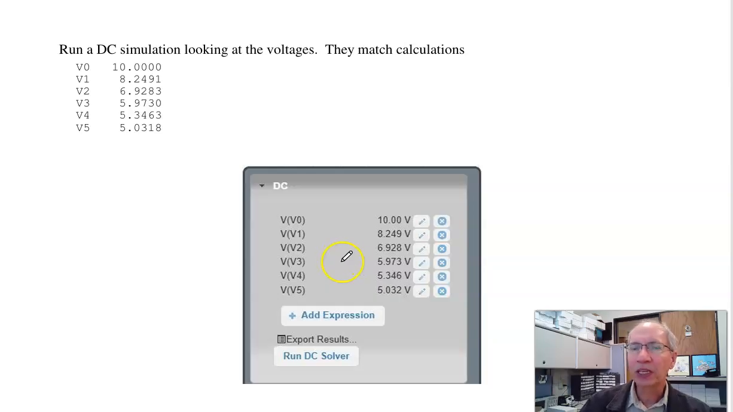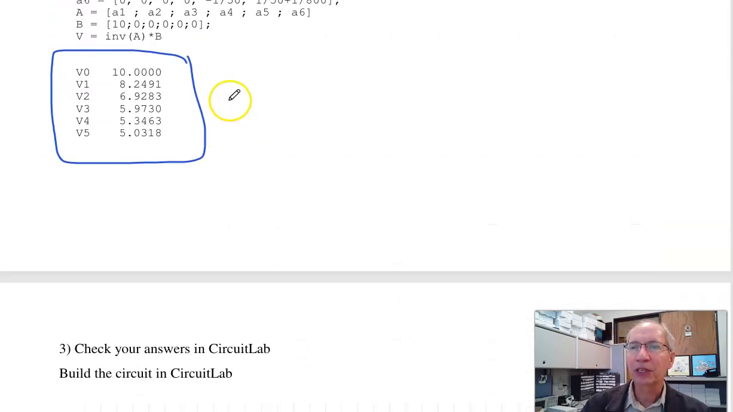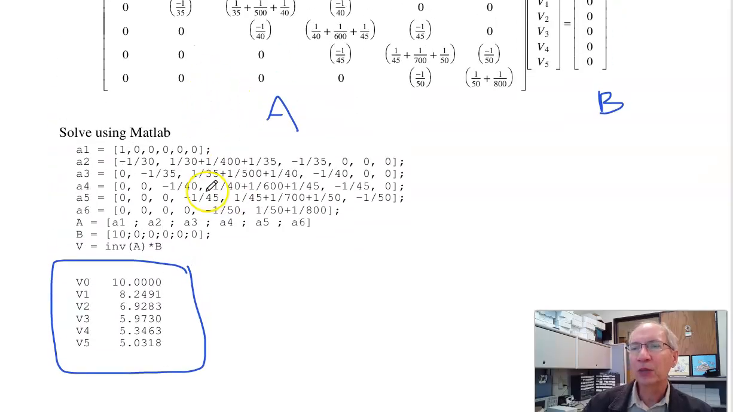This is also why on tests and homeworks, you got to show your work. If this is all that I turn in on the homework, you're not going to get much credit because I can't tell. Did you do any work or did you just use Circuit Lab? These steps earlier are important. They show me that you know what you're doing. You're doing voltage nodes.